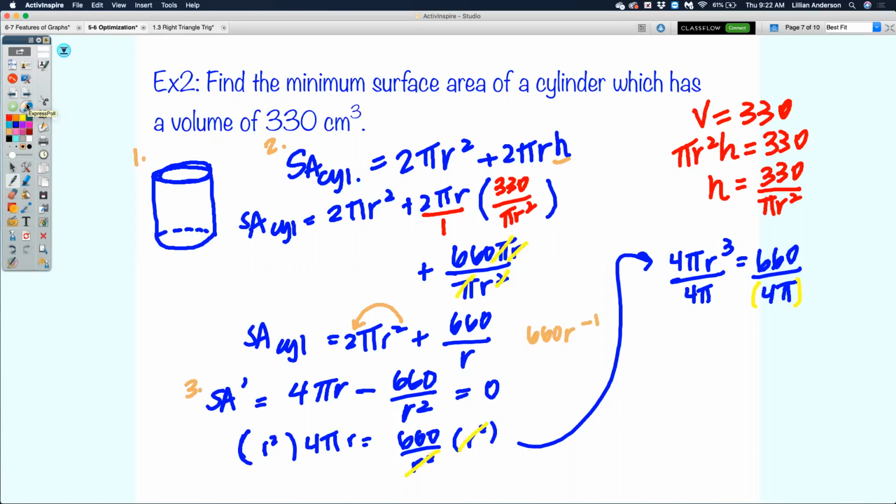Almost certain that it's not going to be a pretty number. Yep, sure isn't. Did you guys get like 52.5211? Yes, ma'am. Okay. So then in order for me to find my radius, I'm going to have to do what? Cube root it. I'm going to have to do the cube root.